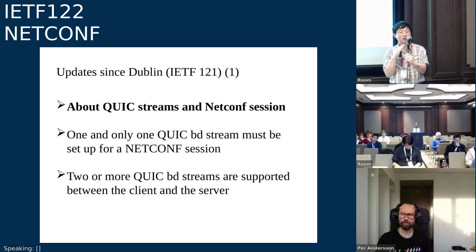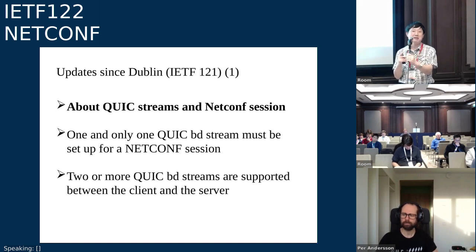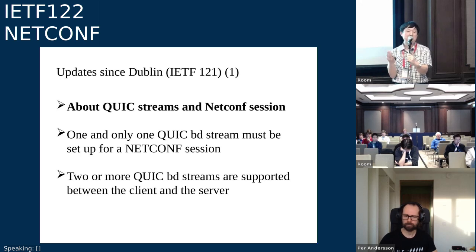Based on the former version, we supported using two or more QUIC bidirectional streams for one NetConf session. And based on the comment from a certain expert, we think in order to keep the order of the NetConf session, we should use only one QUIC bidirectional stream. Only one bidirectional stream is set up for a NetConf session. However, because QUIC supports two or more bidirectional streams, and for NetConf between a peer of client and server, we also support two or more NetConf sessions here. So I'd like to suggest that we use two or more QUIC bidirectional streams between the peer of client and server. That's the description of the modification about the QUIC streams.